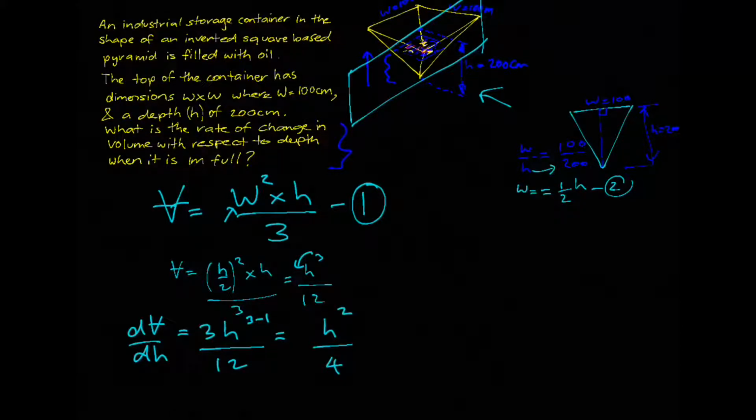And the question is, what is the rate of change in volume with respect to depth when it is 1 meter full? So that's for when H equals 1 meter. Let's work it out in centimeters. So that equals 100 squared on 4, which equals 2,500 centimeters cubed per centimeter.